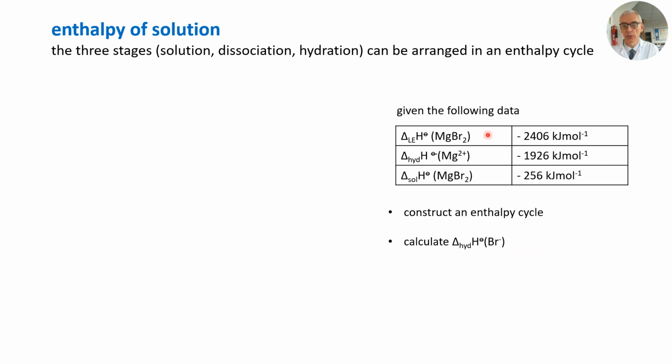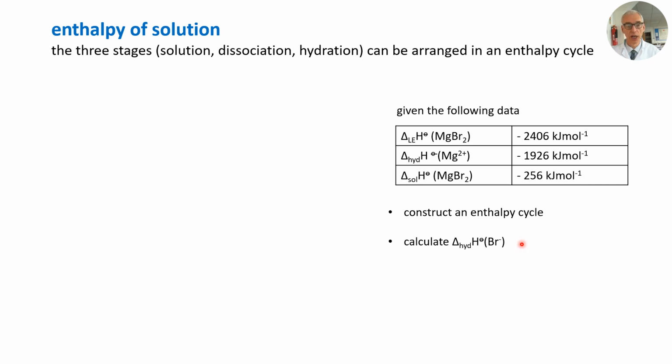ion. So on this occasion, we've got the lattice enthalpy for magnesium bromide, the enthalpy of hydration for the magnesium 2+ ion, the enthalpy of solution of magnesium bromide. The missing factor is the enthalpy of hydration of the bromide ion. So pause and calculate the enthalpy of hydration for the bromide ion. Come back when you're ready to check against my answer.